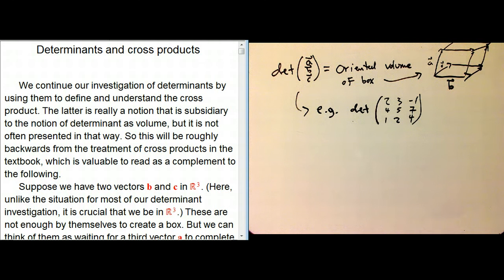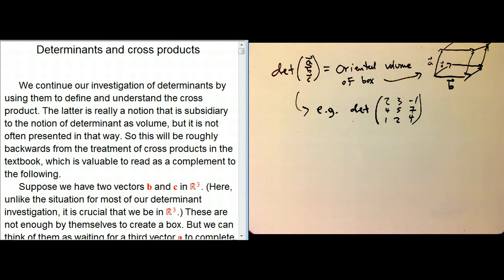This is about determinants and cross products. Specifically, it's coming at it from a little bit of a different angle from what most presentations of the cross product are about. Often you see the cross product defined first and then the determinant and the idea of a triple product or the volume of a box coming out of that.